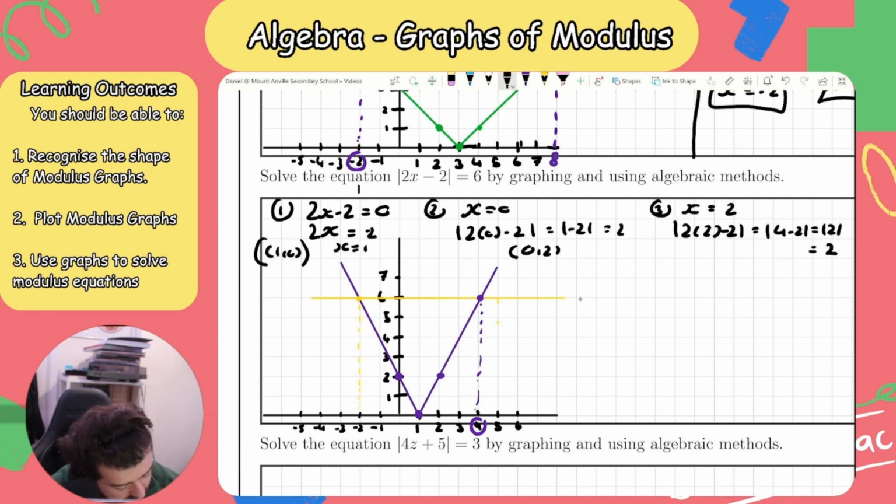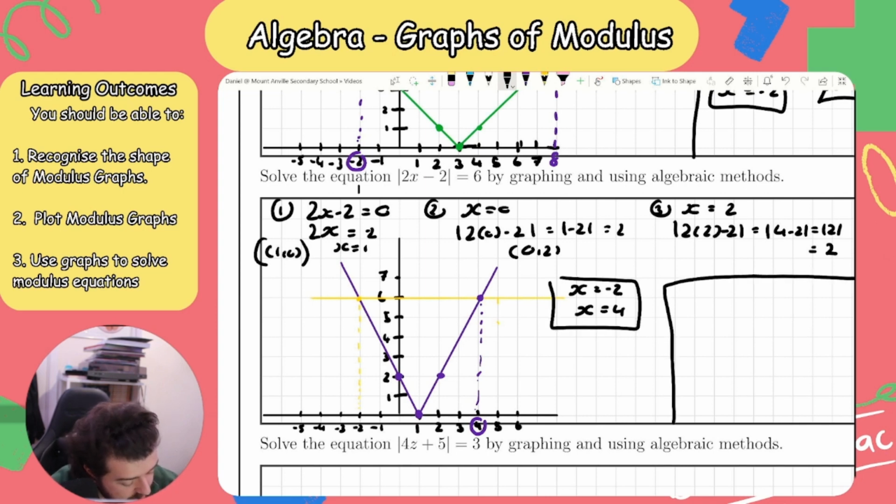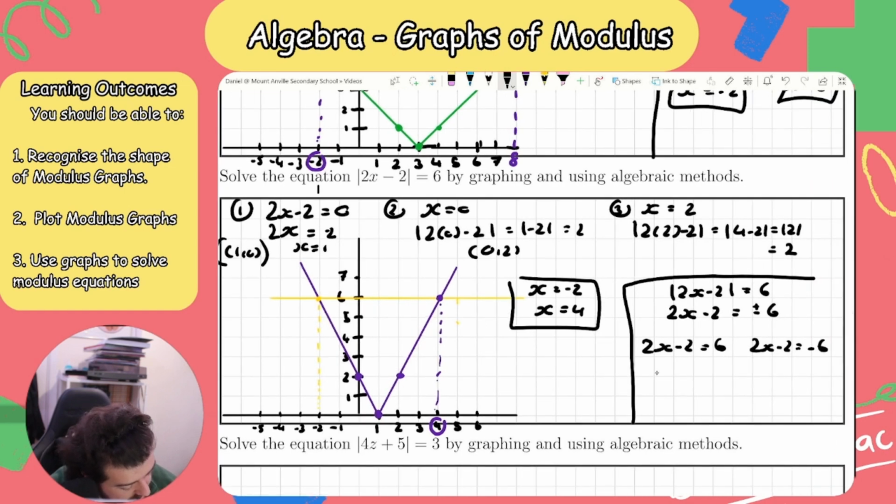So my two values here are going to be x is equal to minus 2 and x is equal to 4. Now I can use algebra to verify my answers. So modulus of 2x minus 2 is equal to 6. So 2x minus 2 has to equal plus or minus 6. So 2x minus 2 is equal to 6. 2x minus 2 is equal to minus 6.